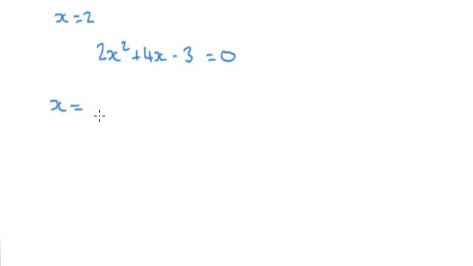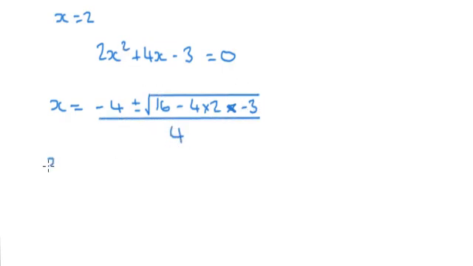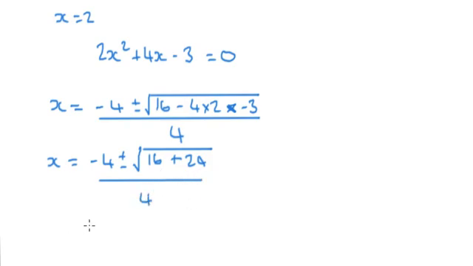I'll do it properly. I'll use the quadratic formula for this. So we've got minus b, so minus 4 plus or minus the square root of b squared, so 16, minus 4 times a, so 4 times 2 times minus 3. That's a times c. All divided by 2a, so all divided by 4. So x is minus 4 plus or minus the square root of 16 plus 24 over 4, which is minus 4 plus or minus root 40 over 4.